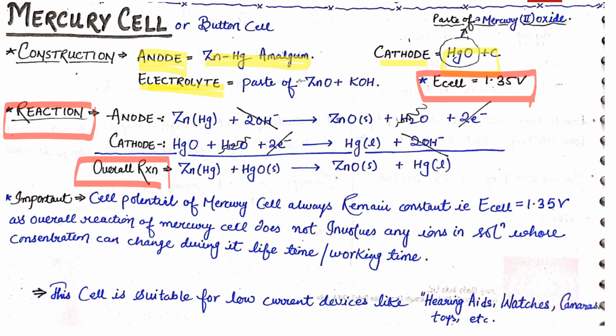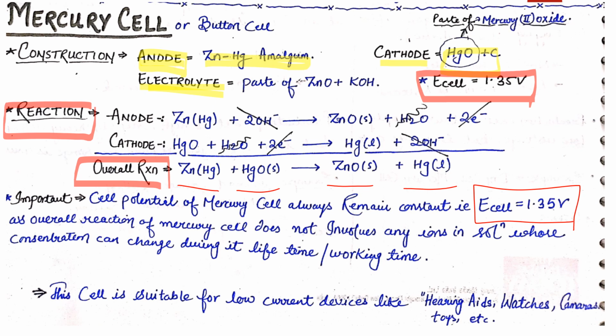In this overall reaction, you are seeing that it does not involve any ions. This overall reaction, that is zinc, mercuric oxide, zinc oxide and liquid mercury, either on the reactant or product side, does not involve any ions. So there will be no change in the potential before and after the reaction or during the working of the cell. That is, a mercury cell has a specialty that it can provide a constant 1.35 volt during its working.